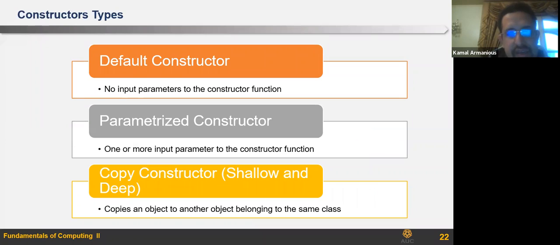There are three kinds of constructors. The first one is the default constructor. The second one is a parameterized constructor. The third one is a shallow copy constructor. What does a default constructor and a parameterized constructor and a copy constructor do? They initialize the private members of that class.